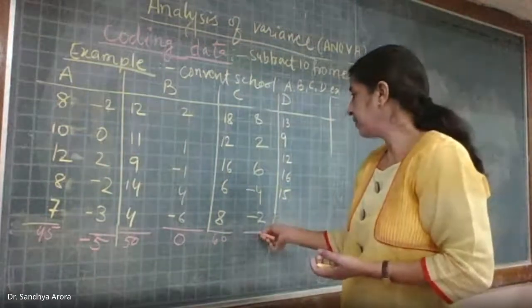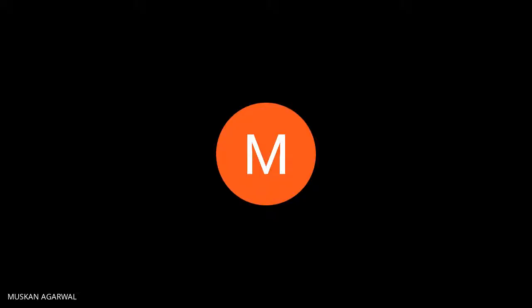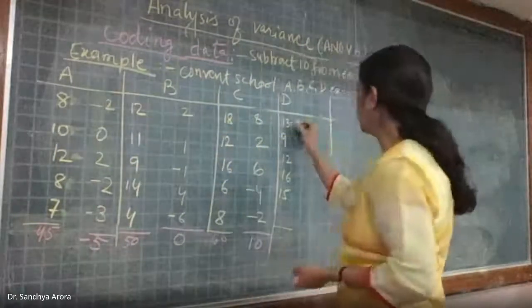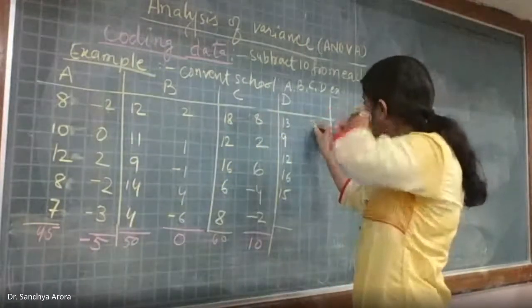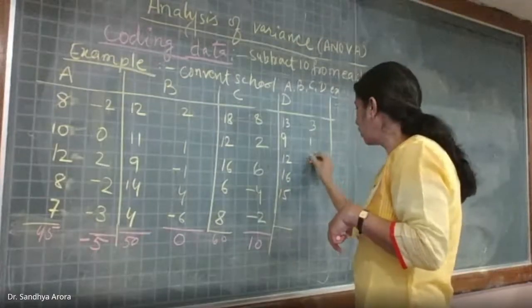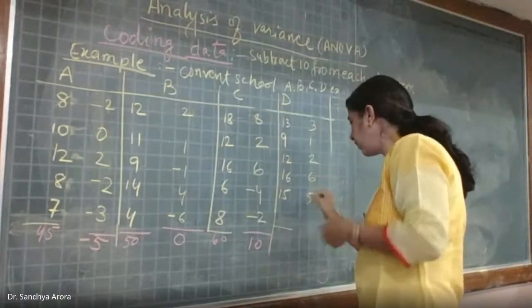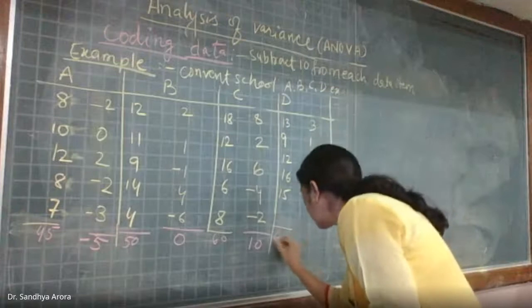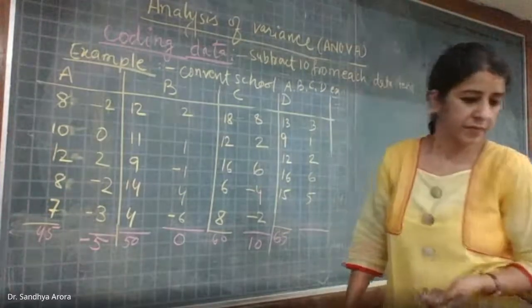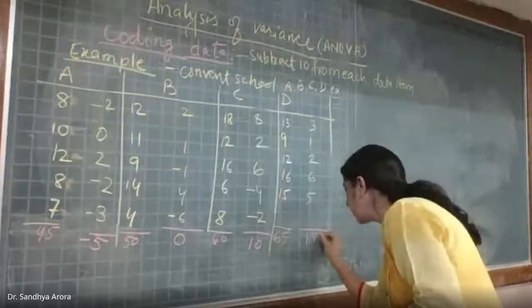Summation of this is 10. Yes. Do the same thing. 13 minus 10 is 3. 9 minus 10 is 1. 12 minus 10 is 2. 6, 5. Do the summation. It was 65. What is the summation of this? 15. Yes, it is 15.